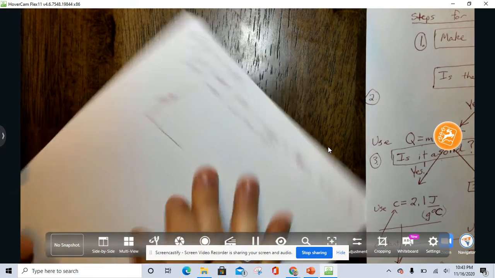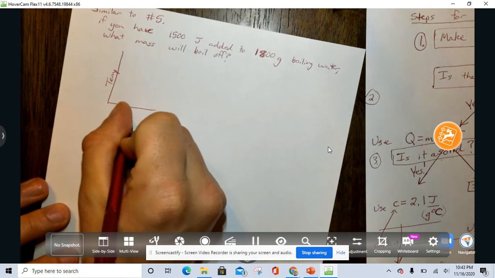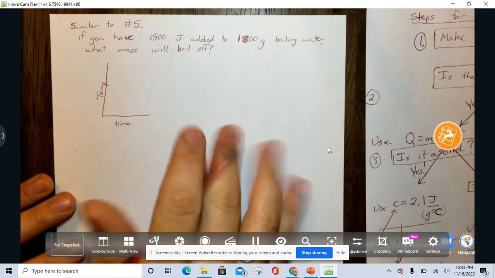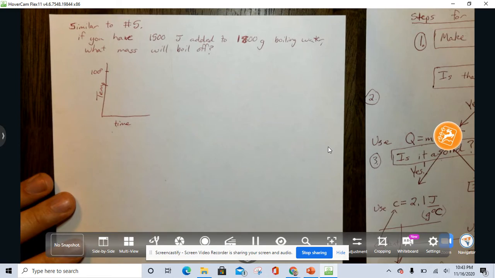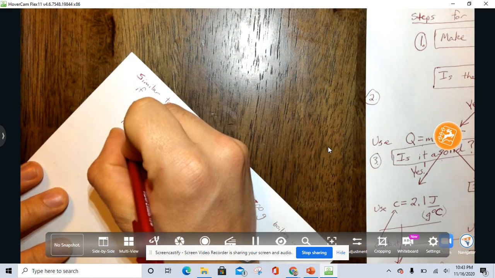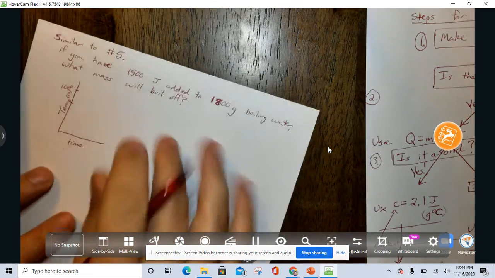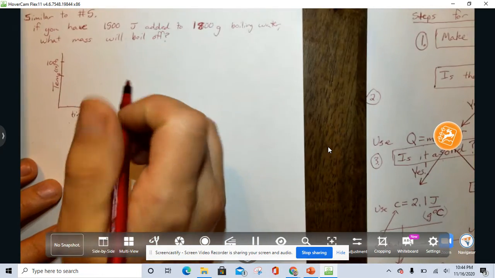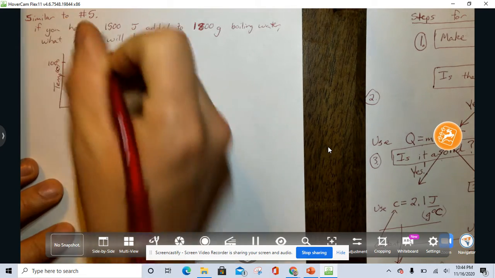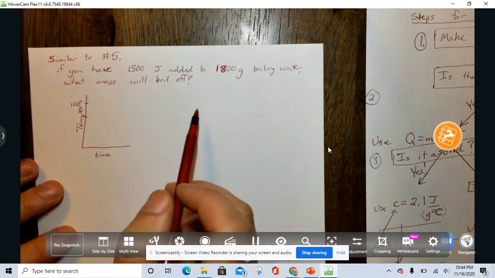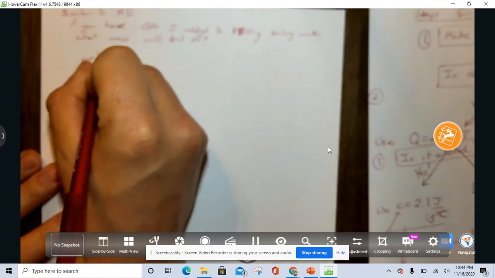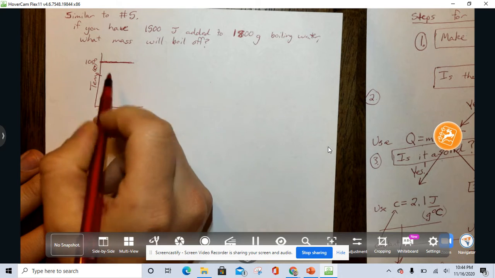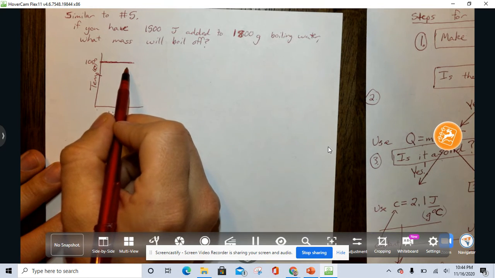Temp, time. It's good to remember that water boils at 100 degrees. And I should say in Celsius. Degrees Celsius. And if it's boiling off this entire time, then over time, it's just going to be constant while it's boiling.